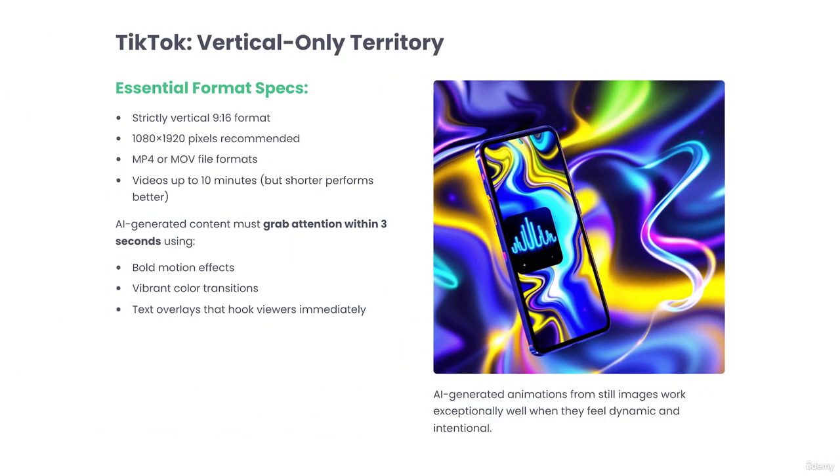TikTok follows a similar rule. Vertical 9:16 is the only way to go here, and videos should grab attention within the first 3 seconds. That means bold motion, vibrant colors, or text overlays that immediately hook the viewer. AI-generated animations from a still image can work beautifully as long as they feel dynamic and intentional.